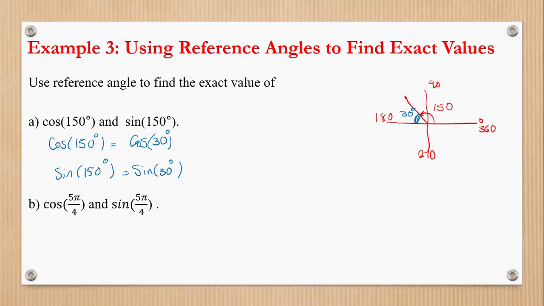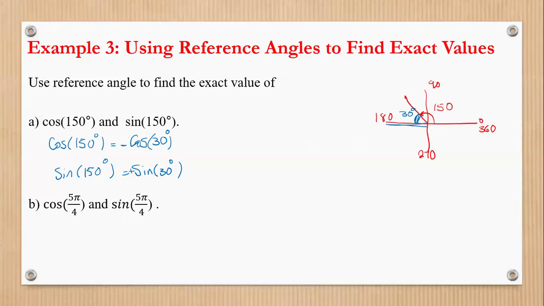But we need to also pay attention to the quadrant that the angle is. 150-degree angle is in the second quadrant. In the second quadrant, the sine is positive. That's the y-axis. So I keep the sine positive. But the cosine is negative. So I have to put a negative for the cosine.